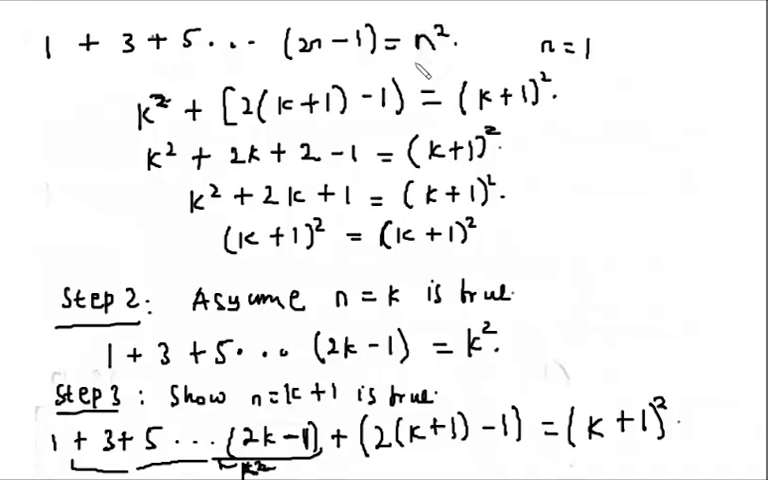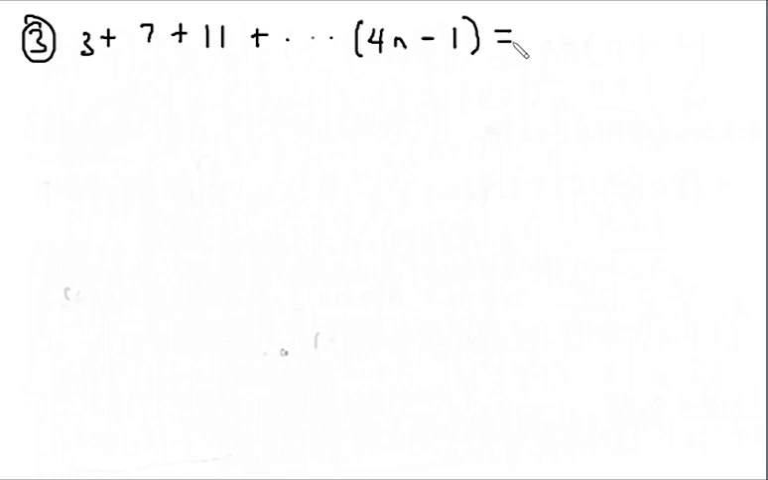So let's take another example. I have a mathematical statement of 3 plus 7 plus 11 plus, and so on, up to the term that defines the sequence, 4n minus 1, and this is equal to n(2n+1).